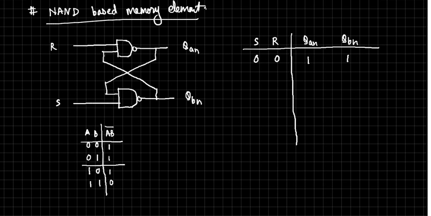So should I write 1 1 always? Yes, it is always the case. Always in the sense that it doesn't matter what the previous values are, whether QA and QB were 0 1. Take the situation 0 and 1. When one of the inputs is 0, the output is guaranteed to be 1 here. You'll always get 1 here.